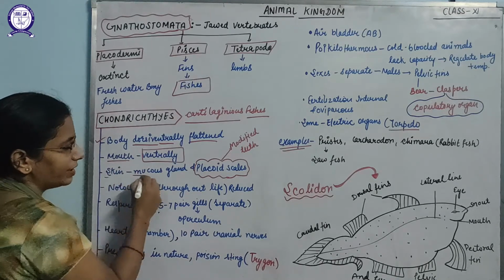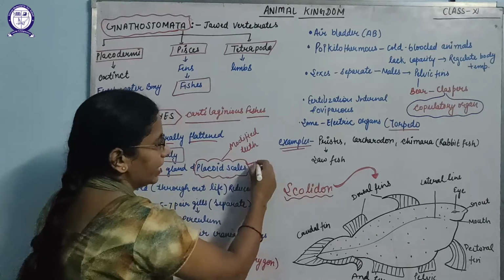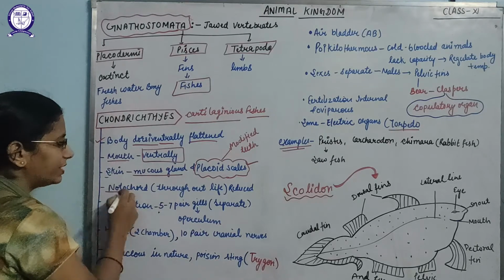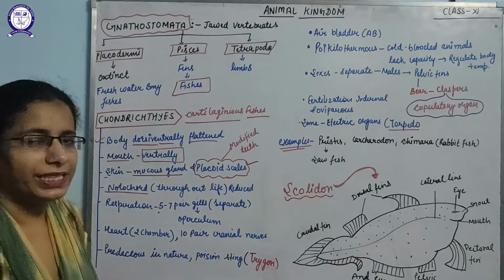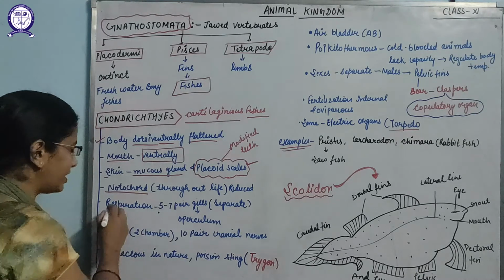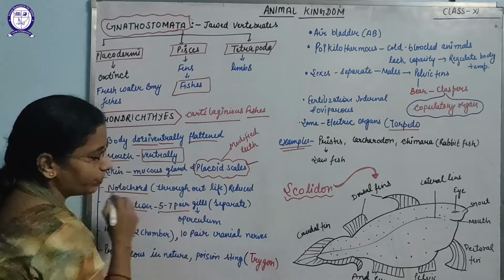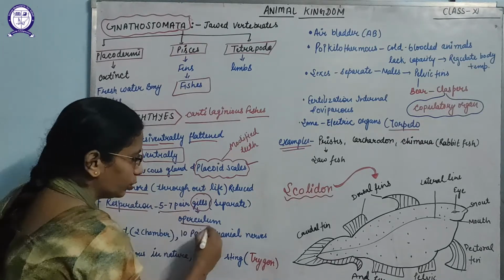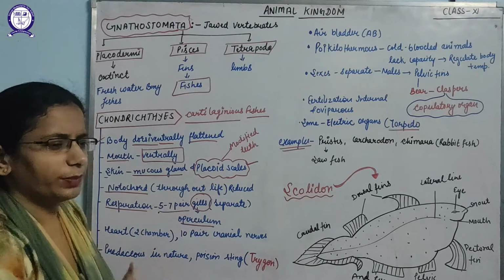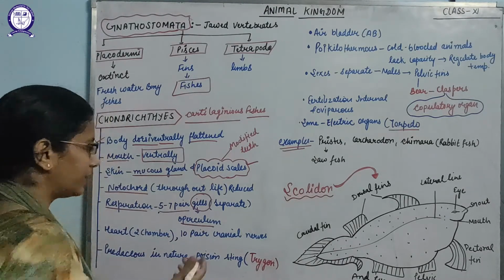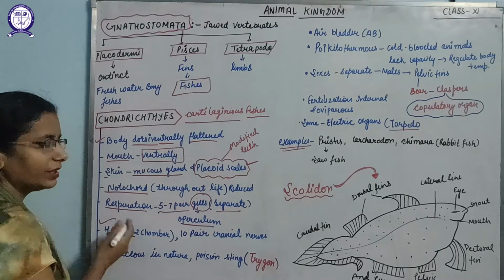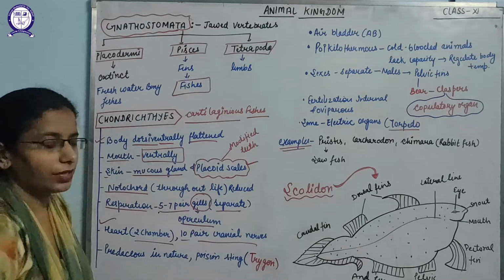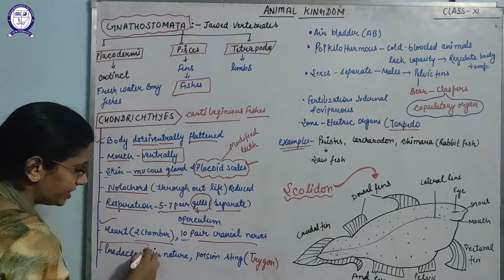Skin contains mucous glands and has placoid scales, and these placoid scales are modified teeth. They have the notochord throughout life, but in a reduced form. Respiration takes place with the help of 5 to 7 pairs of gills, and these gills are separate, not covered by an operculum. The heart is 2-chambered, and they have 10 pairs of cranial nerves. These are mainly predaceous in nature.